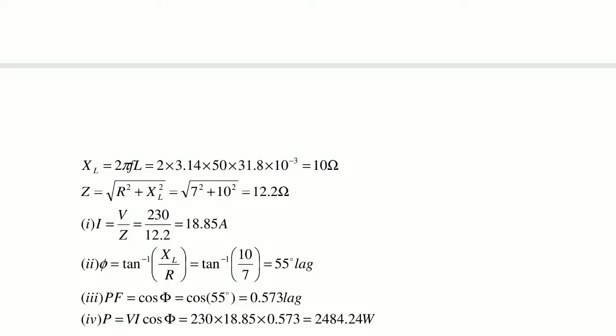Now in the second case, we can calculate the phase angle in a different way. Phi is equal to tan inverse of XL by R. XL here is 10, R is 7. So tan inverse of 10 by 7 is nothing but 55 degrees. Here this is the RL circuit, a resistive and inductive circuit, so the current is lagging by 55 degrees.